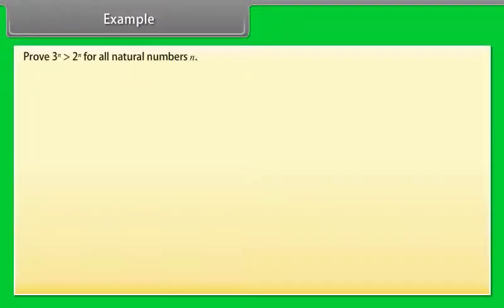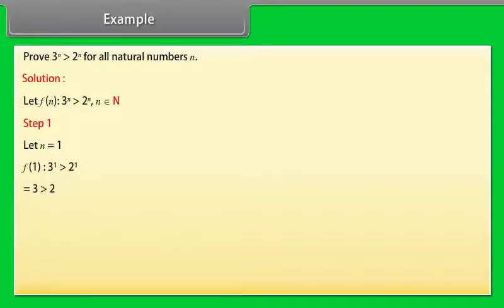Example. Prove 3 raised to power n is greater than 2 raised to power n for all natural numbers n. Solution. Let f of n is equal to 3 raised to power n greater than 2 raised to power n. N belongs to capital N. Step 1. Let n is equal to 1. f of 1 such that 3 raised to power 1 greater than 2 raised to power 1 is equal to 3 is greater than 2. So, f of 1 is true.